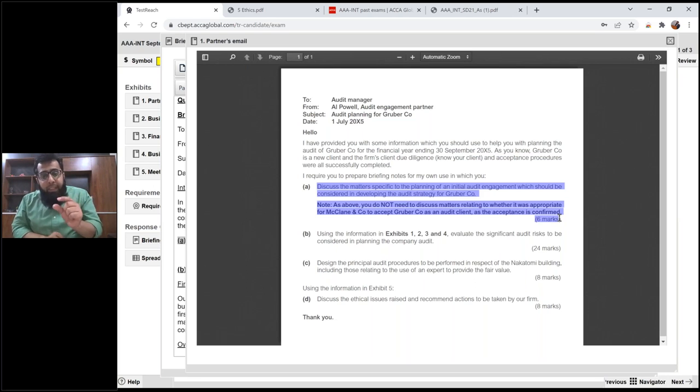Again, discuss the matters specific to the planning of an initial audit engagement, which should be considered. Now, one thing which I want to highlight here for you all, please listen to me. Many of the students write general answers. Don't write general answers. Use the name of the company and try and refer to maximum data of the question while writing the answer.